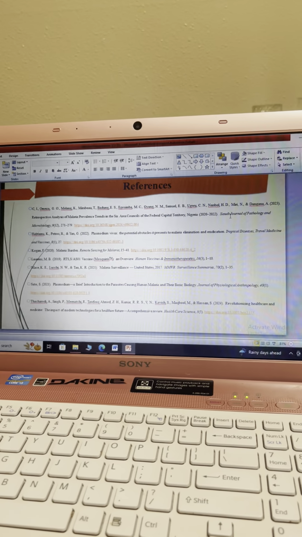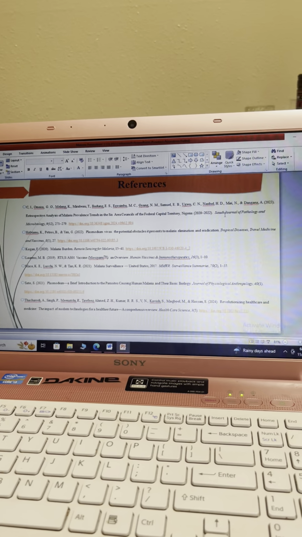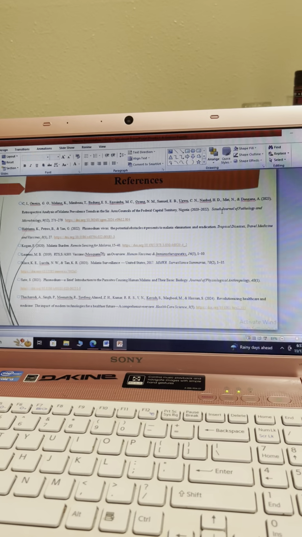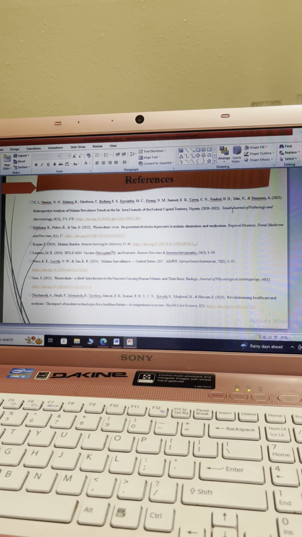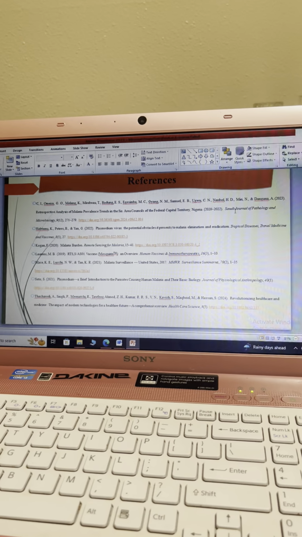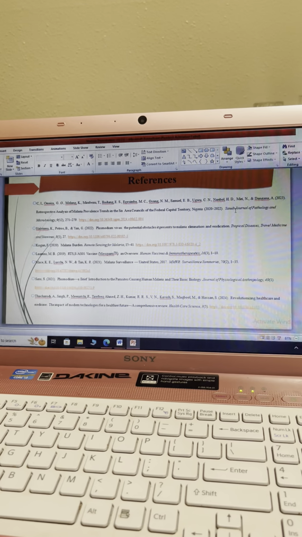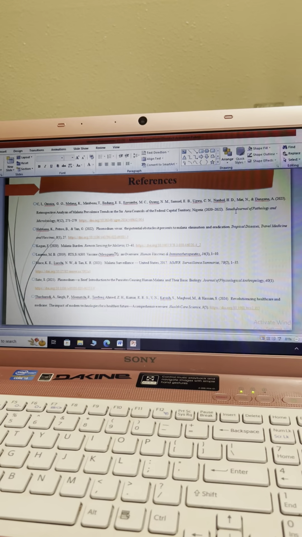My last page is on references, and I hope we've learned something about malaria, how to protect ourselves by using insecticides, mosquito nets, and observing travel precautions. Let's all learn. Let's help eradicate this disease.